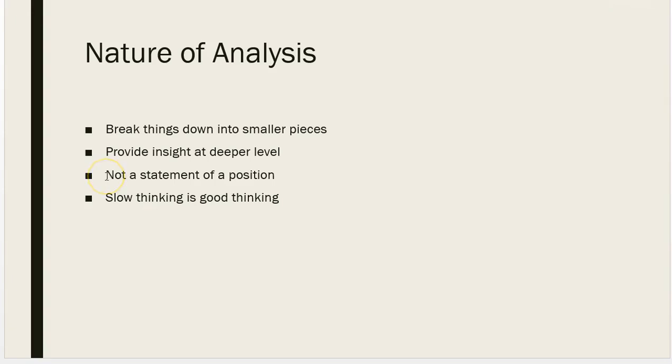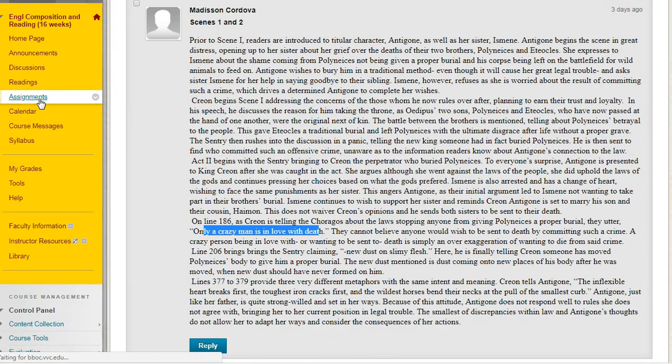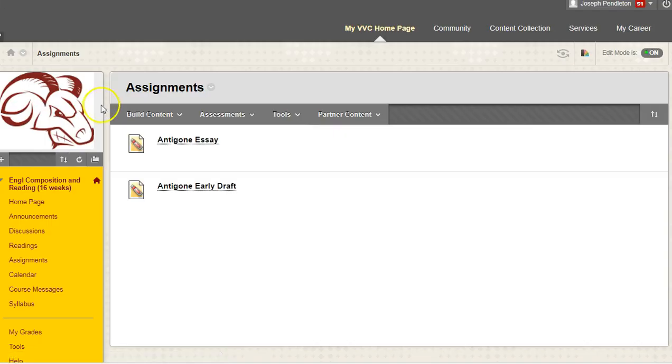So you're not stating a position. What instead you're doing is working towards an insight. And the statement I'm going to make over and over again is slow thinking is good thinking. Now let me take you back to the class so you can see what I've posted here, in the assignments area. Let me show you this.